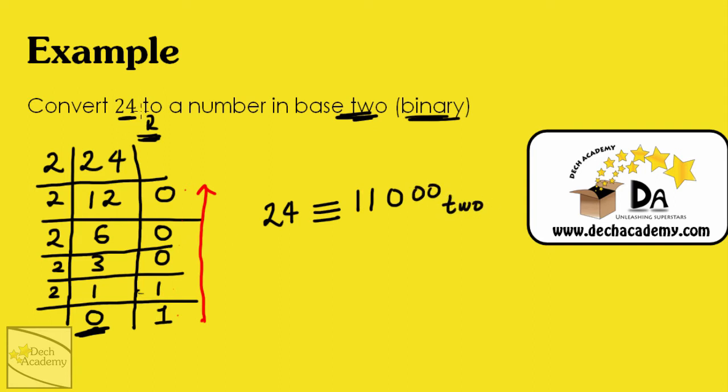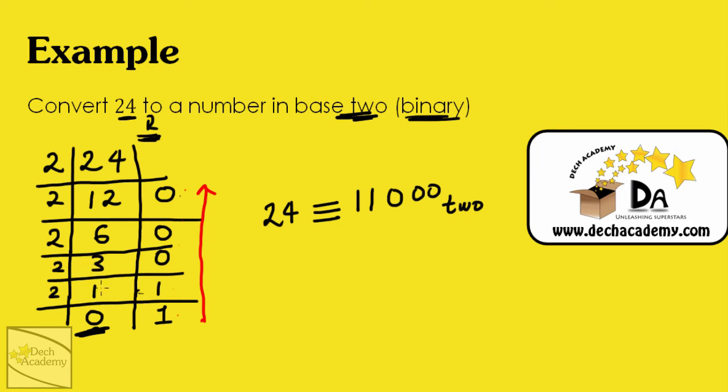So what did I just do? We have the number 24. We're required to convert it to base 2. So what you do is you just divide the original number by the base you're going to. So divided by 2, you get 12. You note down the remainder. Then you divide this new number by 2. You get 6. You note down the remainder. And then you divide this new number by 2. You get 3. You note down the remainder.